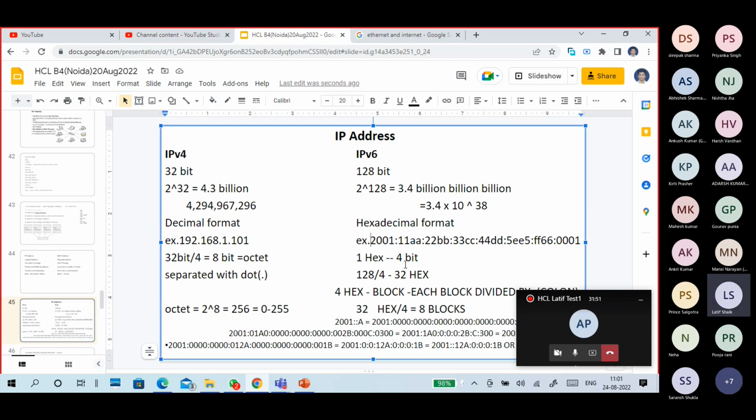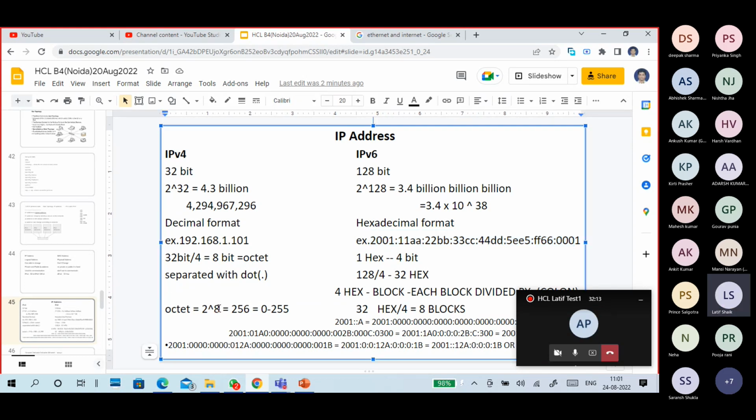One hexadecimal digit is equal to a 4-bit number. So totally there are 32 hexadecimal digits, divided into 8 blocks. So each block contains 4 hexadecimal digits.